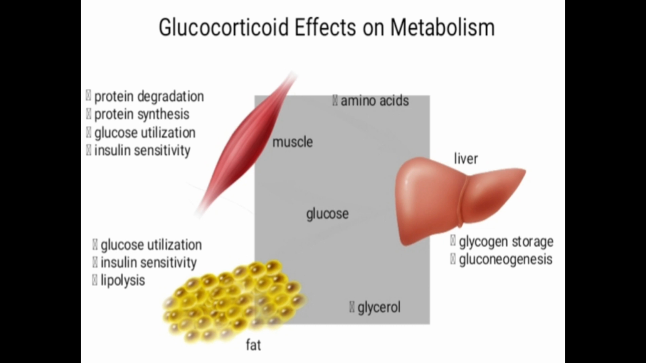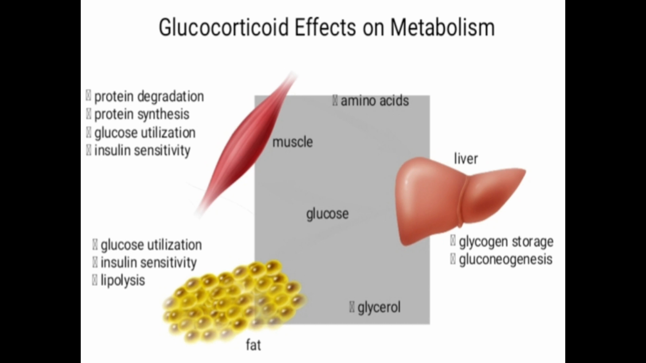Here I have summarized the effects of glucocorticoids on metabolism. In the liver, glucocorticoids will favor the synthesis of hepatic glycogen, and also gluconeogenesis is enhanced in the liver. Gluconeogenesis is nothing but the formation of glucose from non-carbohydrate sources. In the muscle, proteolysis occurs, and these amino acids are diverted to the liver for gluconeogenesis. In the adipose tissue, lipolysis occurs, and the free fatty acids which are released are diverted to the liver again for gluconeogenesis.